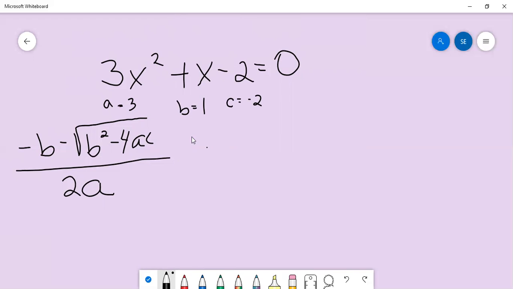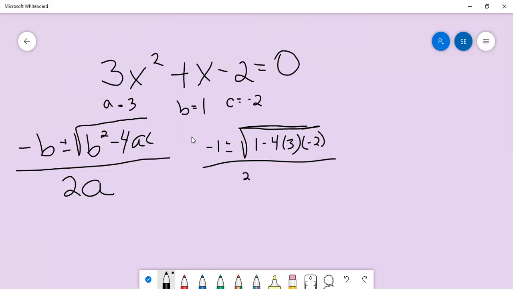So negative b, that's going to be negative 1, plus or minus the square root of b squared, b is 1. And 1 squared is 1, minus 4 times a, which is 3, times c, which is negative 2. And all of this is over 2a, so 2 times 3. So this is plugging in. Now we have to simplify it.